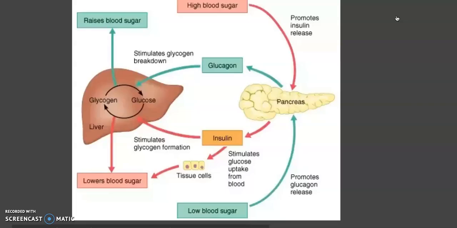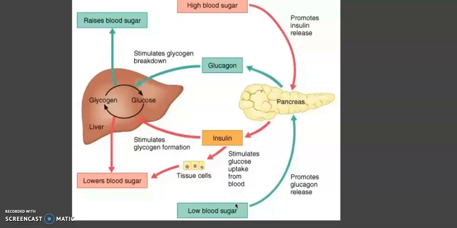Hi all. So as I said at the end of the last lecture, this lecture we're going to be talking about a specific negative feedback loop that's actually two separate feedback loops connected to one another. So what I mean by that is that the body has one way to deal with high blood sugar and another way to deal with low blood sugar, and they balance each other out.